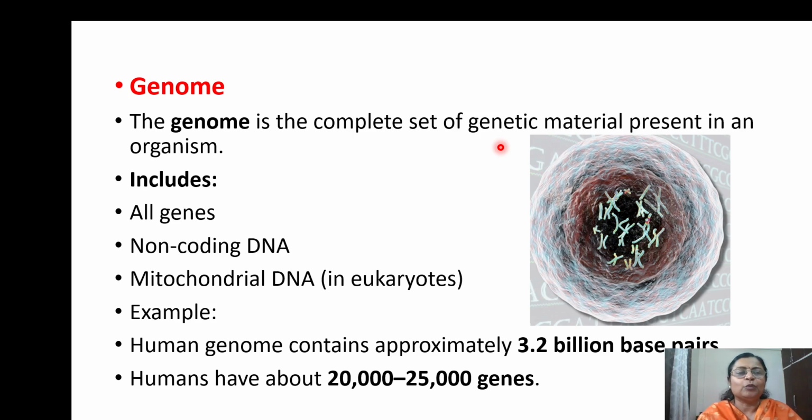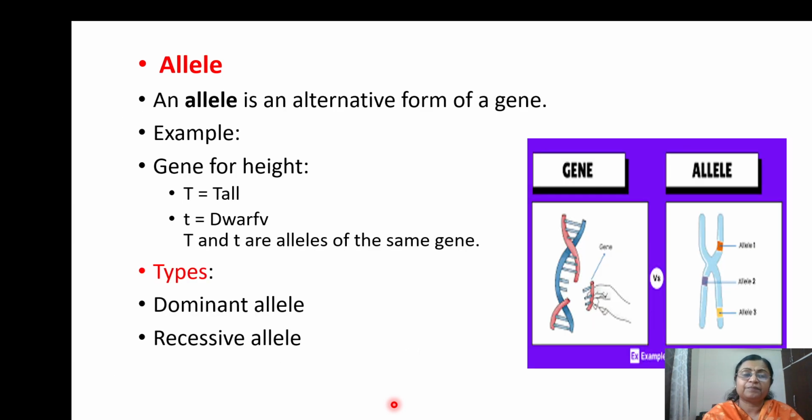Now the concept of genome. Genome is the complete set of genetic material which is present in the organism. So what does it include? Genome includes all genes, all non-coding DNA, and mitochondrial DNA, if the cell is a eukaryotic cell. Let's see an example. The human genome contains approximately 3.2 billion base pairs. Humans have about 20,000 up to 25,000 different genes.